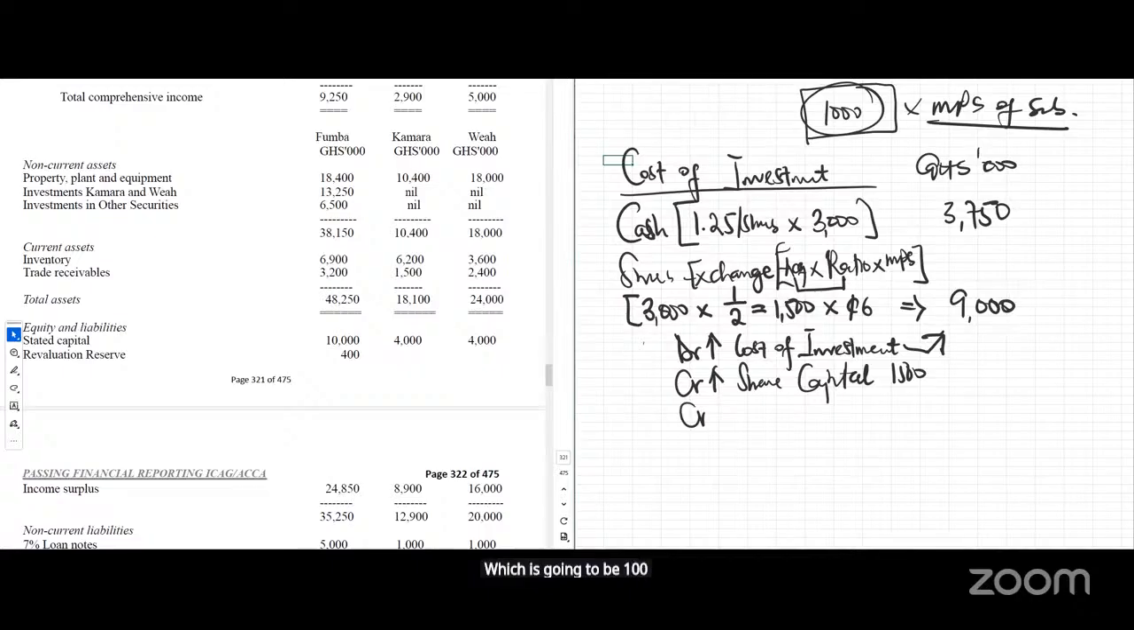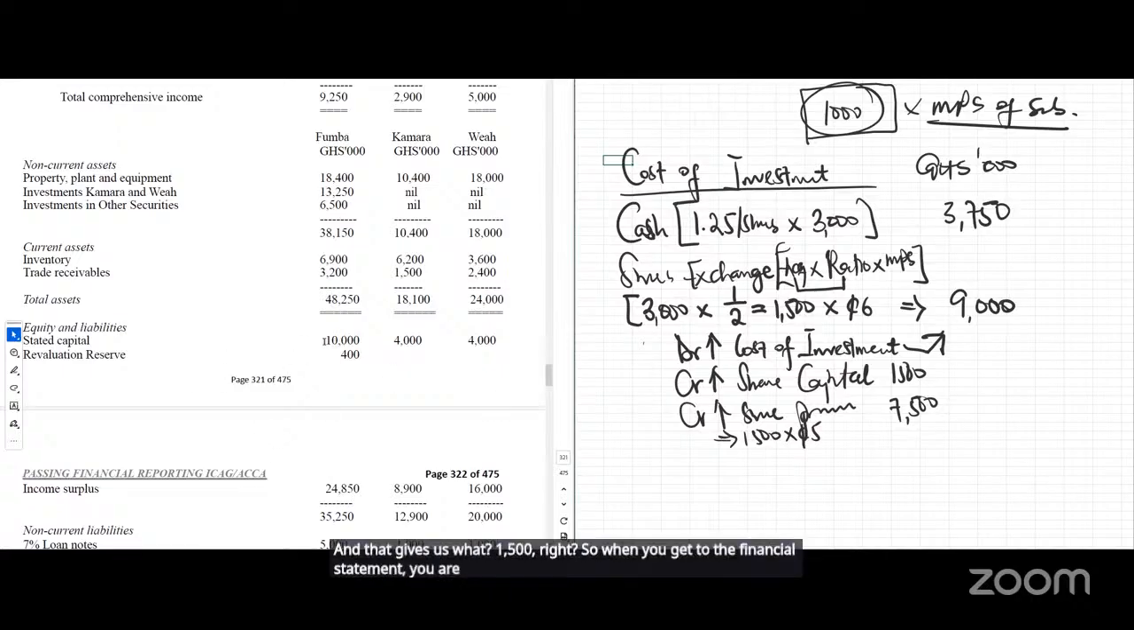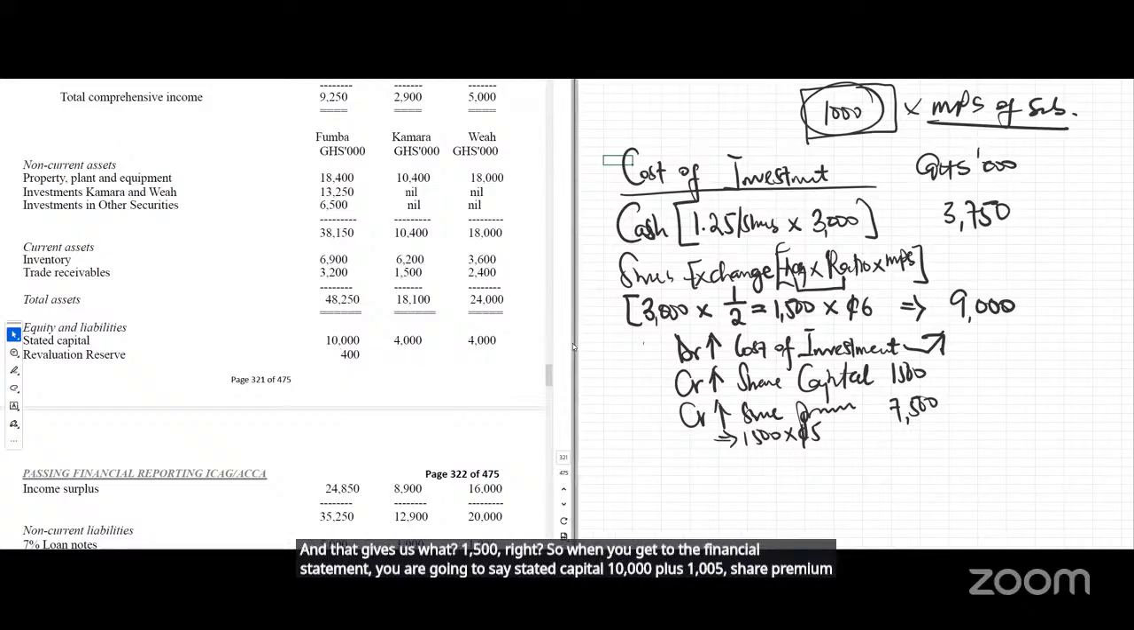Then you are going to credit share premium with what? The 1,005 by the 5 CDs remaining, right? And that gives us 7,500. So when you get to the financial statement, you are going to say stated capital 10,000 plus 1,005, share premium 5,000 plus 7,500. Then you are done.